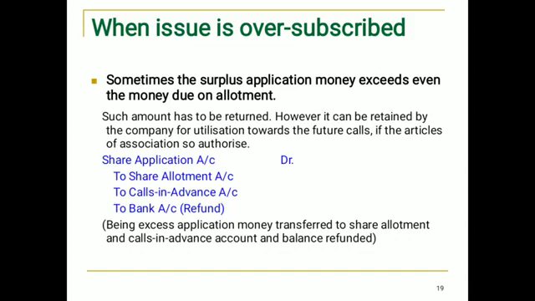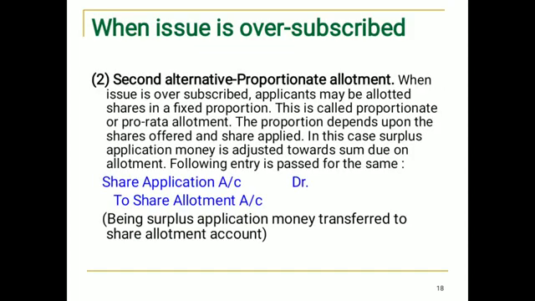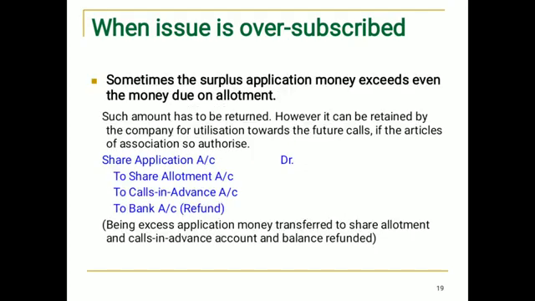Now, here is the second option for dealing with the excess 10,000. What was the first case that we understood? That the company will reject the excess 10,000 applications and the amount will be returned to them. But the second option says that that particular amount will be retained in the firm. That means the company will not return that amount. Instead, it will be retained in the firm. I mean company, sorry.